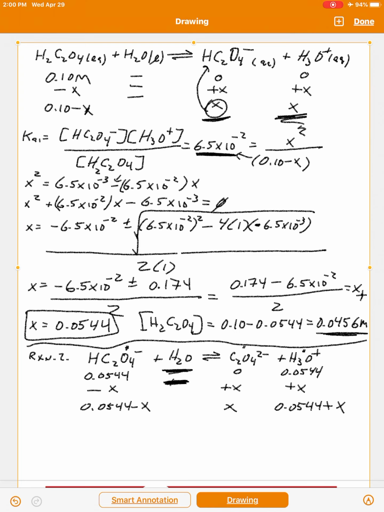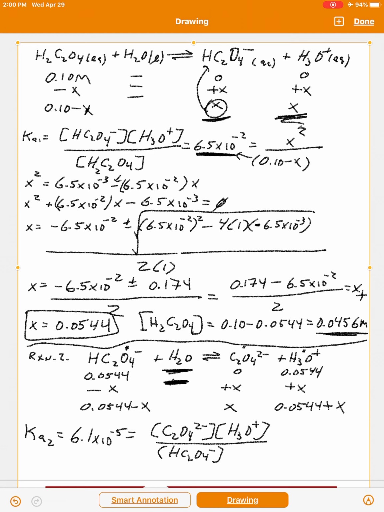So now Ka2, which, again, you have to look that up in a table, it's 6.1 times 10 to the minus 5, would be equal to the concentration of C2O4 2 minus, which is called oxalate, times H3O plus, which is hydronium, divided by HC2O4 minus. That would be equal to X times 0.0544 plus X divided by 0.0544 minus X.